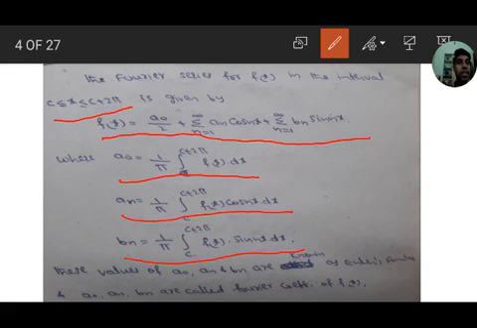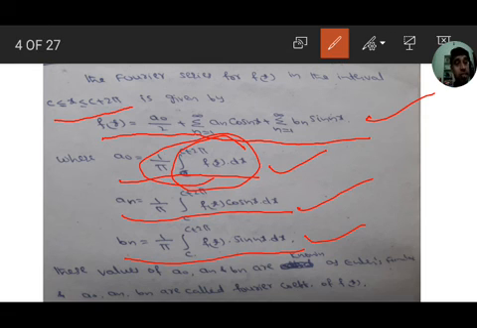Okay, the Fourier series for the function in the interval c to c plus 2π is this one, where a naught equals 1 by π integral from c to c plus 2π of f of x dx, an equals 1 by π integral from c to c plus 2π of f of x cos nx dx, and bn equals 1 by π integral from c to c plus 2π of f of x sin nx dx.